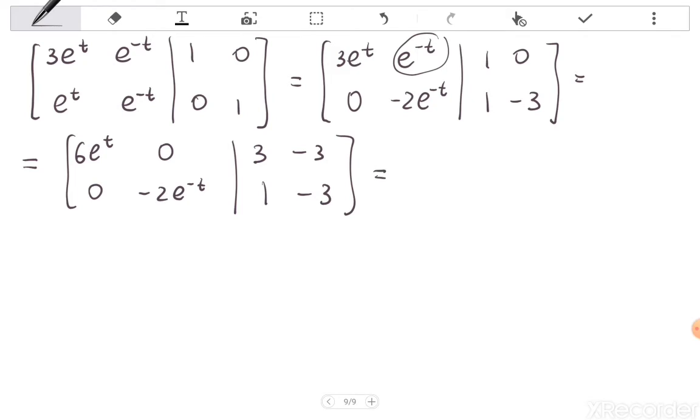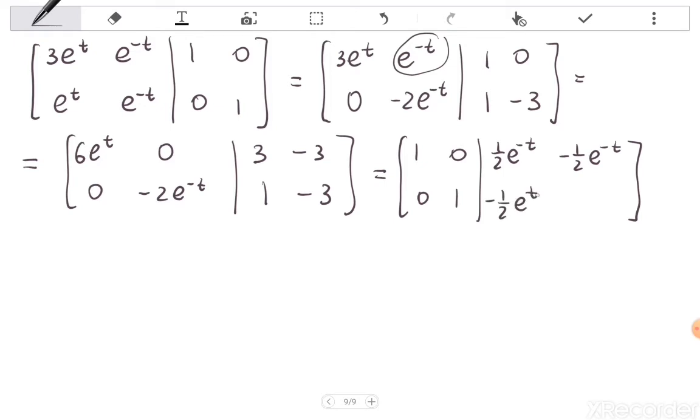And now what we need is ones on the main diagonal, so we just divide by these values here, so we get 1, 0, 0, 1. And when we divide the first row by 6 e to the t, we get 1 over 2 e to the minus t, minus 1 over 2 e to the minus t. And dividing the second row by minus 2 e to the minus t, we get minus a half e to the t. And here we get 3 over 2 e to the t. So this will be our x inverse of t.